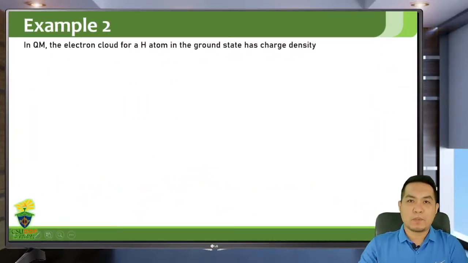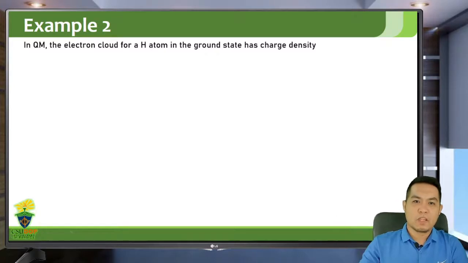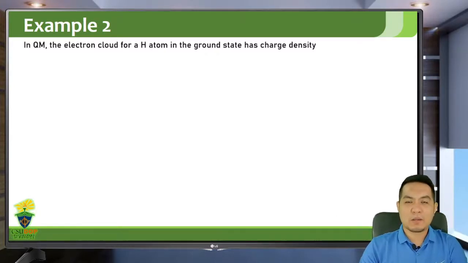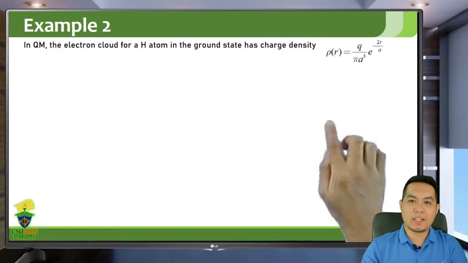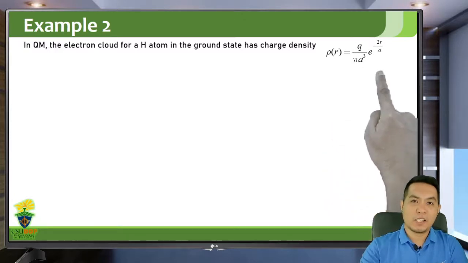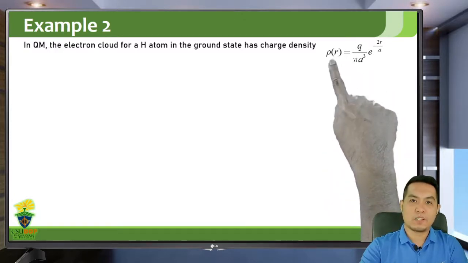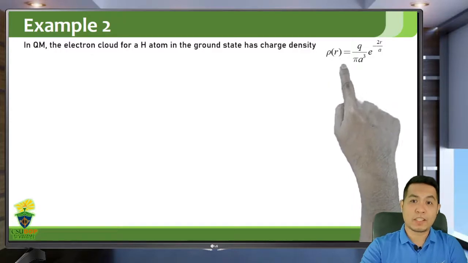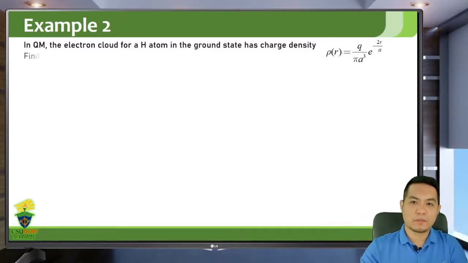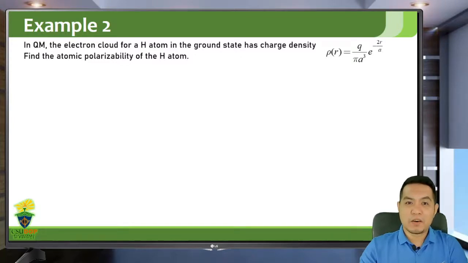Now let's go to a quantum mechanical result. In quantum mechanics, the electron cloud of a hydrogen atom in the ground state has a charge density given by this function of r. So rho, the volume charge density, is given by that one. Find the atomic polarizability of the hydrogen atom.